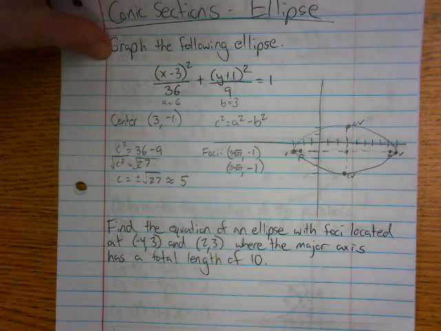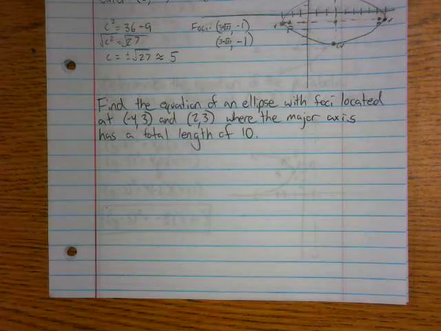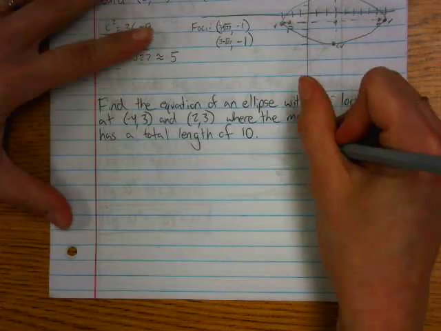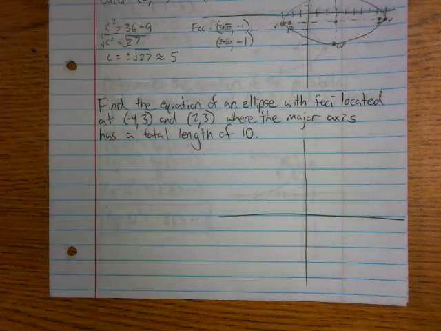Okay, next one. Let's take a look. It says find the equation of an ellipse with foci located at (-4, 3) and (2, 3), where the major axis has a total length of 10. So anytime I have a conic section problem, as I've mentioned before, I'm going to draw myself a picture and see what I'm looking at, and that should help us to get started.